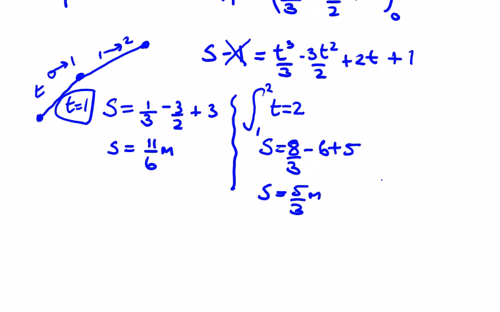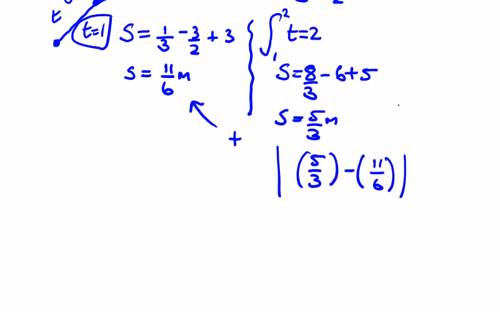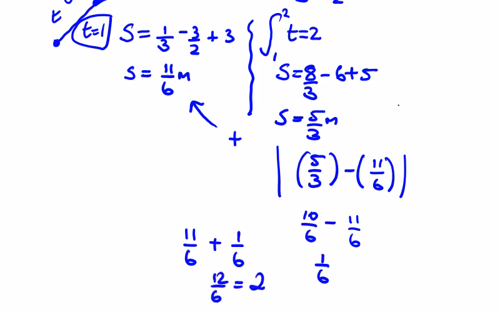So it's going to be 5 over 3 if we put the integral in. 5 over 3, and then minus 11 over 6, and it'll be the absolute value of this guy plus this guy. So we're going to get 11 over 6 plus, this will be 10 over 6 minus 11 over 6, which is 1 over 6. So we have 11 over 6 and 1 over 6 is 12 over 6, which is 2 meters.